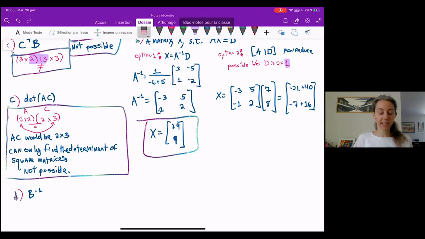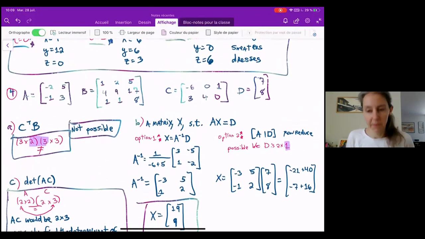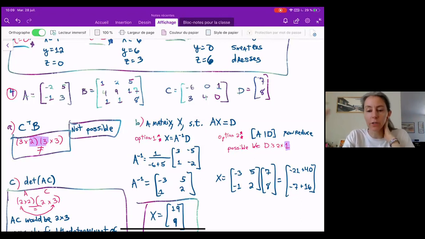Now, B is a square matrix. I'm asked to find the inverse. Where is B? Yeah, come on. There it is. Okay, so I'm asked to find the inverse. So really I have two options here. Well, actually I have three options. I could start off by taking the determinant to see if it's invertible. But if it is invertible, then I'll still have to do the inverse.